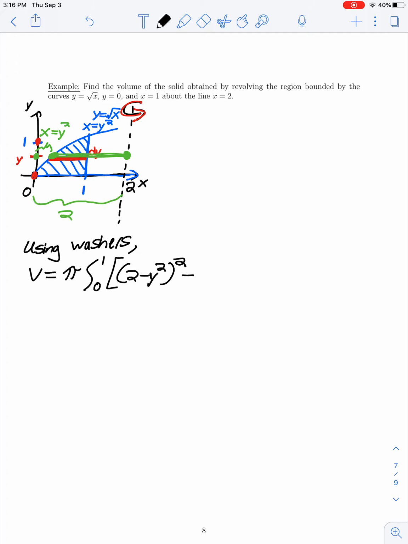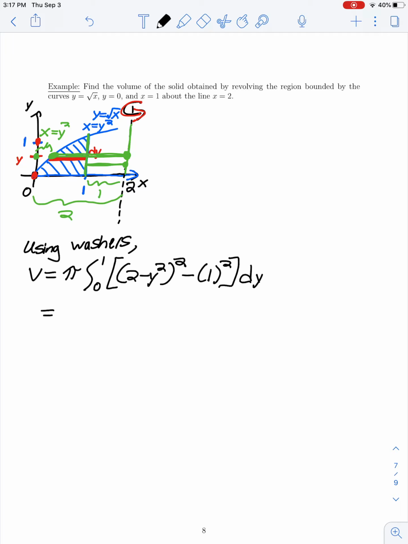And then we are subtracting the inner radius for our washer squared. Now the inner radius would be the distance from my axis of revolution to the inner edge of my region, which is this vertical line at x equals 1. So the distance from the line x equals 1 to x equals 2 is simply 1 unit. So that inner radius is a constant 1, which is being squared, and we're multiplying by that thin width of our slice dy. So let's see what we get here.